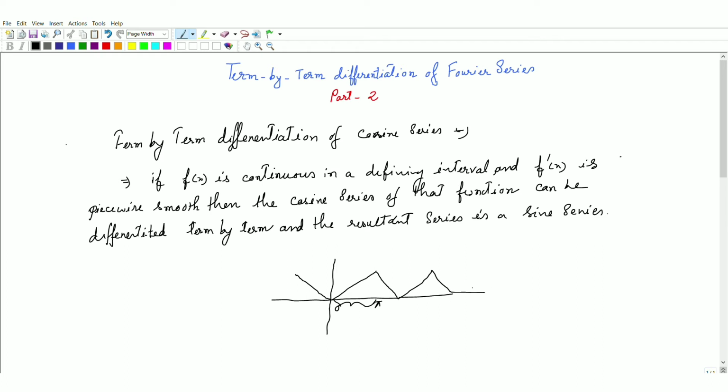Okay, so after periodic extension, if you see the plot of the function, it is continuous. Since it is a continuous plot, you can do term by term differentiation.